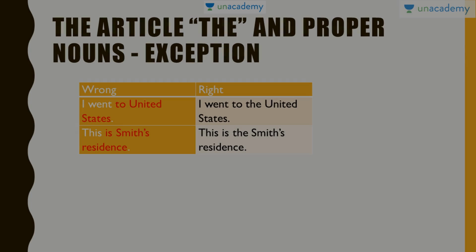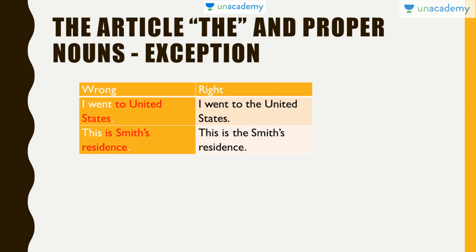Now there are some exceptions to this rule. When we say United States, now that's a group. So in that case, we would use the article the. So we would say I went to the United States. Or this is Smith's residence is incorrect. This is the Smith's residence. Why do we use the here? Even though we would say this is John Smith, but this is the Smith's residence because the here is representing a specific residence of a person. And whenever there's something specific, we always use the article the.